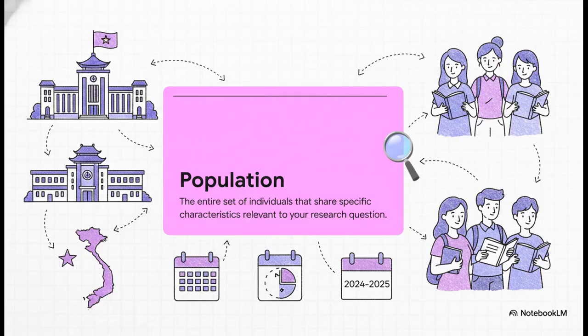You have to be incredibly precise here. I mean, incredibly precise. It's not enough to say university students. No way. You need to say something like undergraduate students enrolled in academic writing at 3 specific universities in Ho Chi Minh City during the 2024-2025 academic year. See? That level of detail is what makes your research solid and defensible.